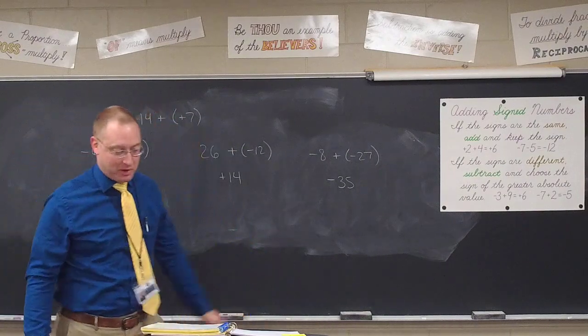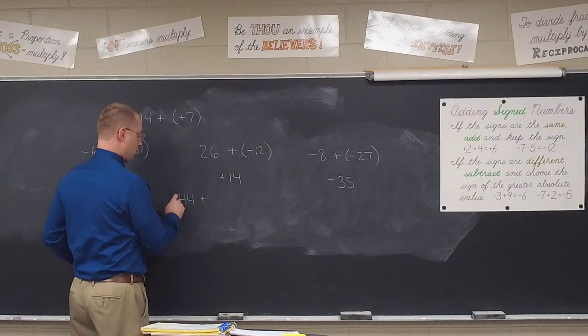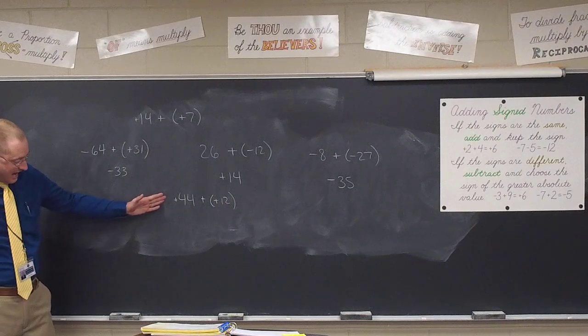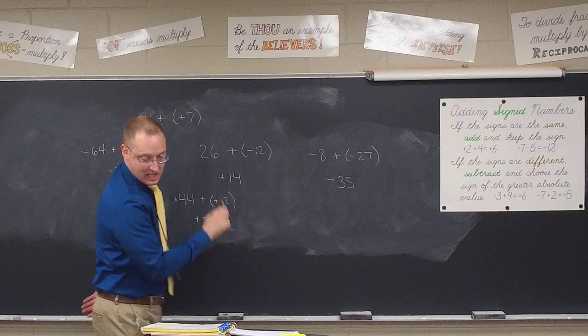Number 17. How do we rewrite it, Bryson? 44 plus positive 20. Good. Well, signs are the same, class. We add and keep the sign, Bryson. Positive 64.